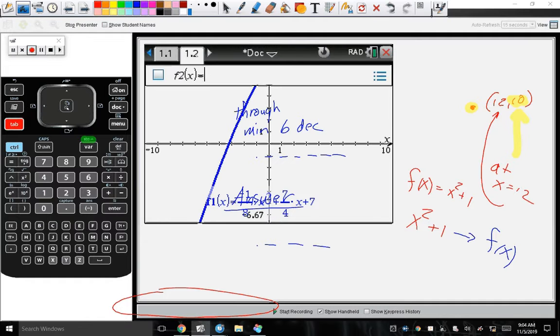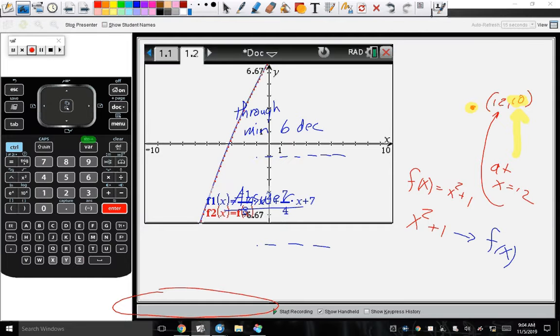So let me show you on that tab. I'll say f of x, because that's what I stored it as on the other screen. And of course you'll see it lie right on top of it. Okay? Because it's the same exact graph.